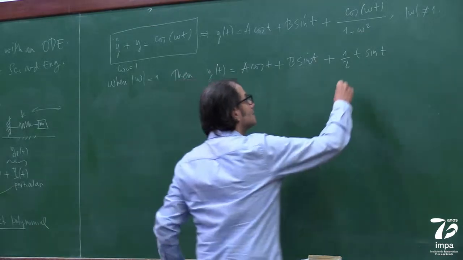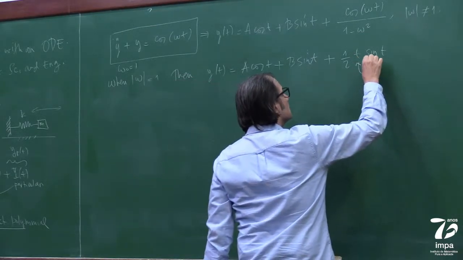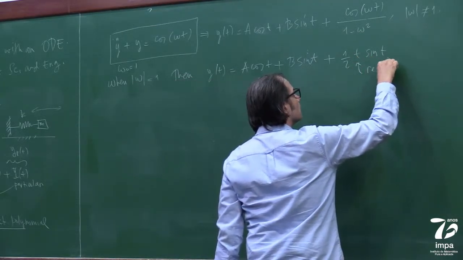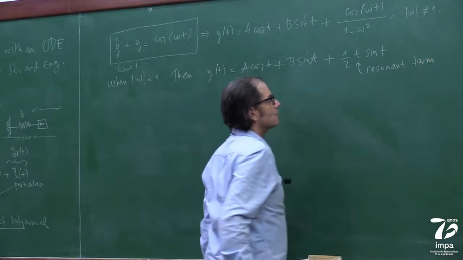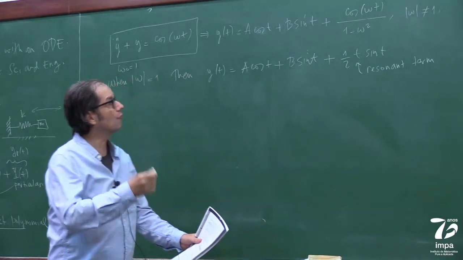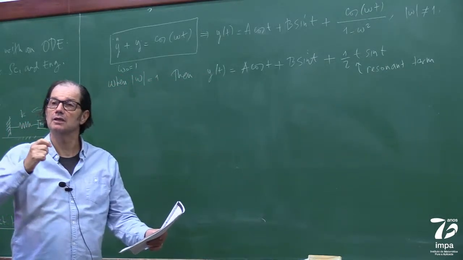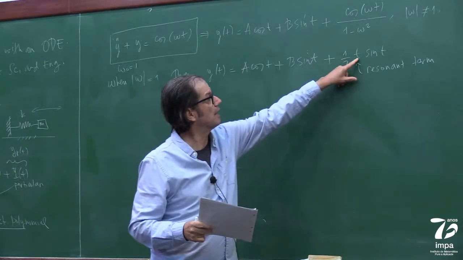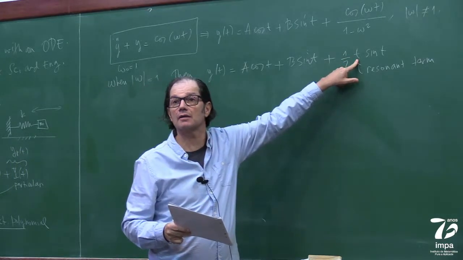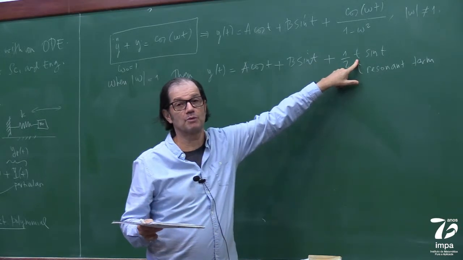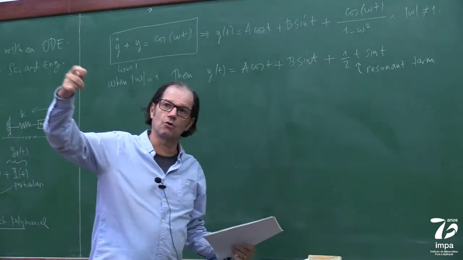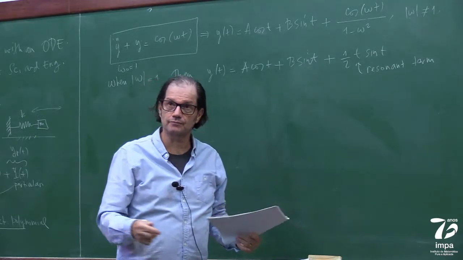So this is the resonant term, right? Because you're forcing at the natural frequency, and the amplitude will grow linearly in time. That's the resonance, right? So the solution will be unbounded and will grow forever in time for the linear spring.